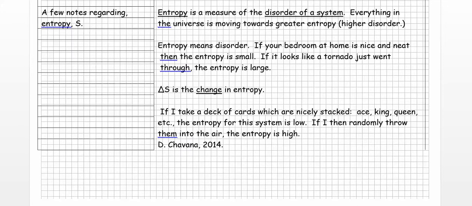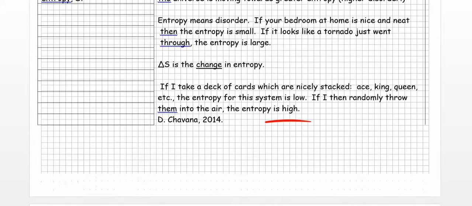But then if I just go outside and throw that deck of cards that was nicely stacked up into the wind, and the wind distributes the cards all over the ground, then I have increased the entropy, right? The disorder is going to be high when I throw those cards up into the air and let them fall wherever they're going to fall, right? So the entropy is going to be high.